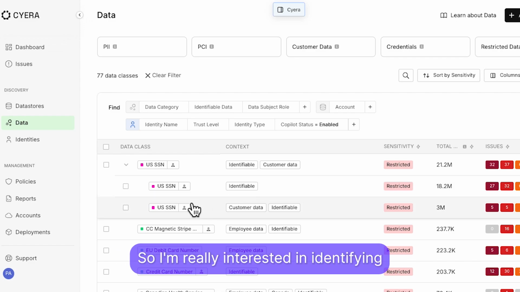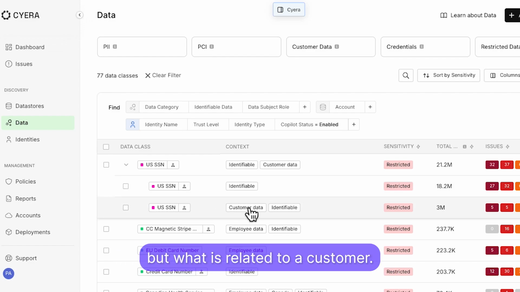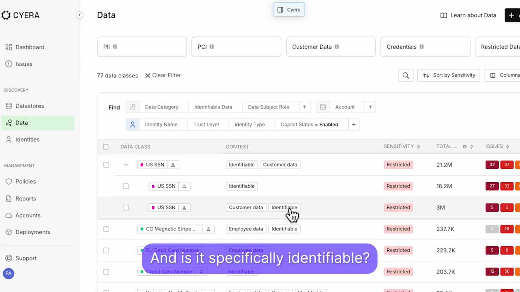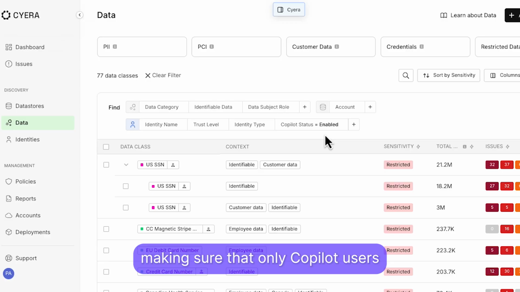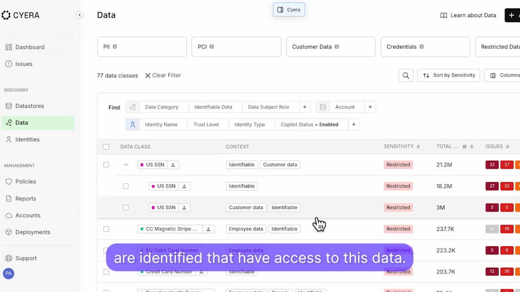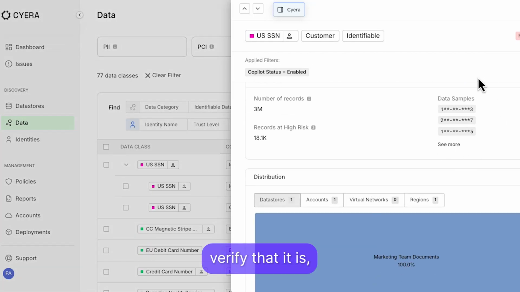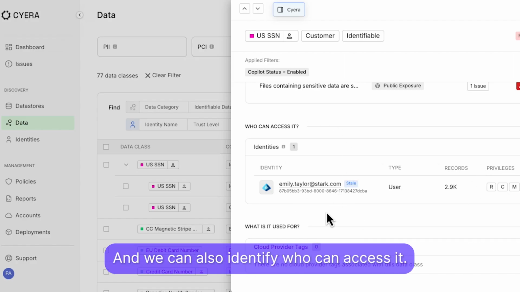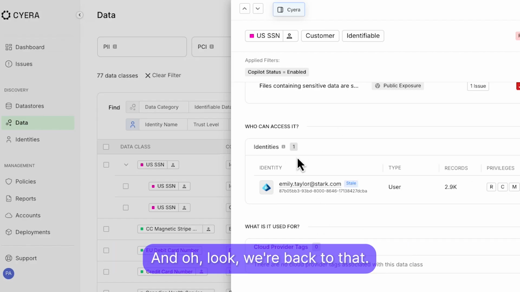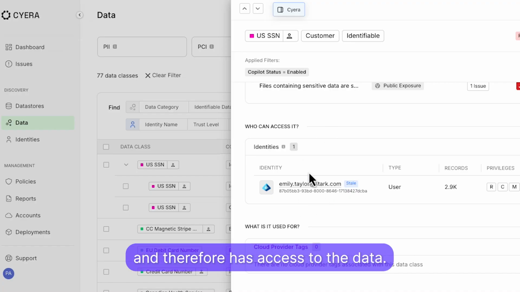So I'm really interested in identifying not only the social security numbers, but what is related to a customer and is specifically identifiable. Notice I'm making sure that only Copilot users that have access to this data are identified. Again, I can drill through, quickly verify that it is some sort of social security number, and we can also identify who can access it. And oh look, we're back to that Emily Taylor user again, who is also Copilot enabled and therefore has access to the data.